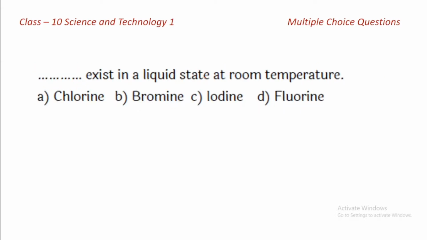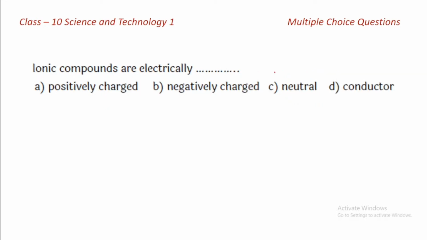Dot dot exists in a liquid state at room temperature. Chlorine, bromine, iodine and fluorine. So the correct answer is option B. Bromine exists in a liquid state at room temperature. Ionic compounds are electrically positively charged, negatively charged, neutral or conductor. So the correct answer is option C, neutral. Ionic compounds are electrically neutral.